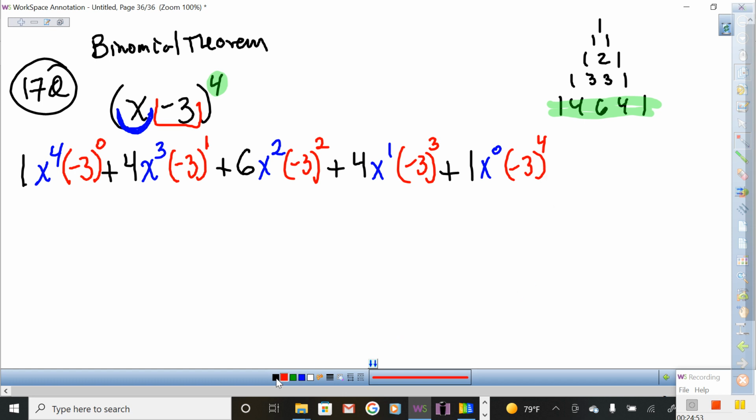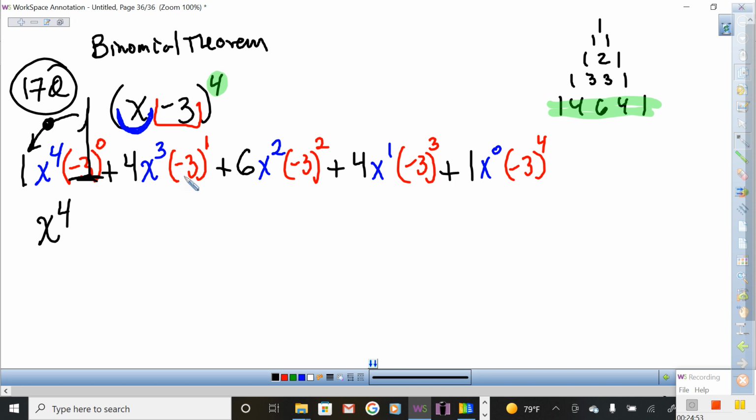Ready? Here it goes. I'm going to use black for the whole thing. What is -3 to the 0 power? 1. Anything to the 0 is 1. So what is 1 times 1? 1. So that leaves us with x to the 4th.